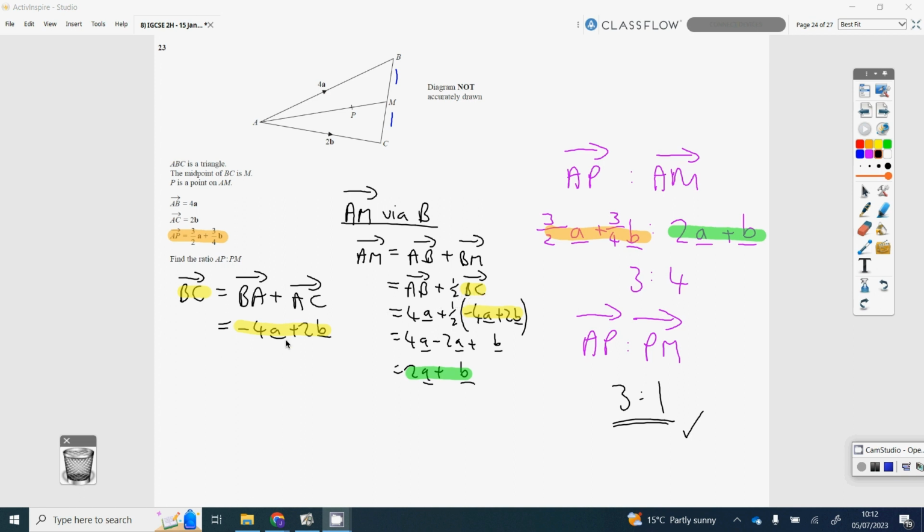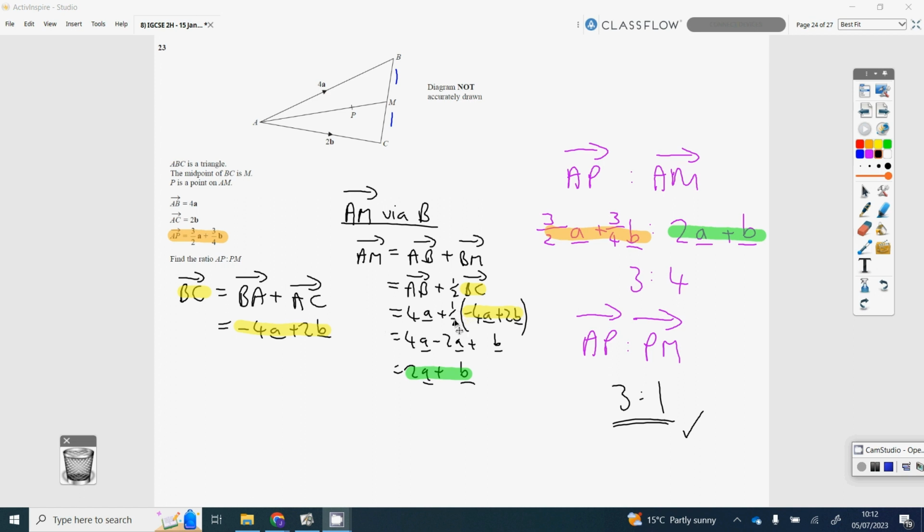Now over on the left, as a working, I'm working out what B to C is. B to C, I can go via A. I can go B to A and A to C, which is minus 4a, because I'm going down that the wrong way, and then plus 2b. So I've replaced my A to B with 4a, and I'm replacing my BC with my minus 4a plus 2b. So note how I've gone from one terminology to the other. I've gone from the capital letters with arrows here to lowercase a's and b's here. Don't mix and match. Make sure you go across at the same time.